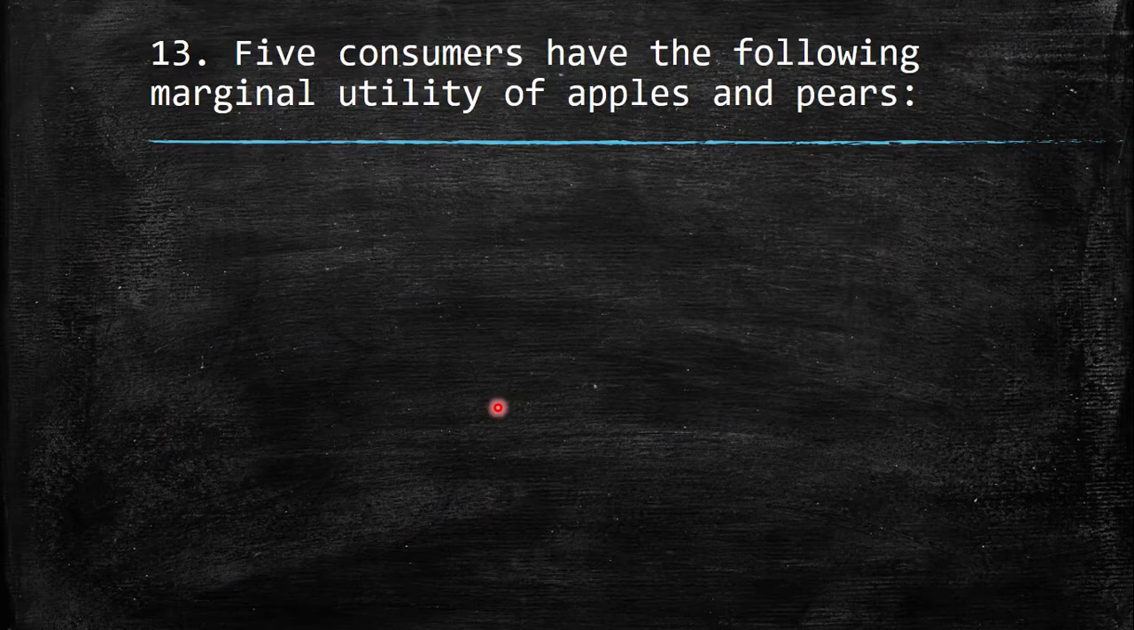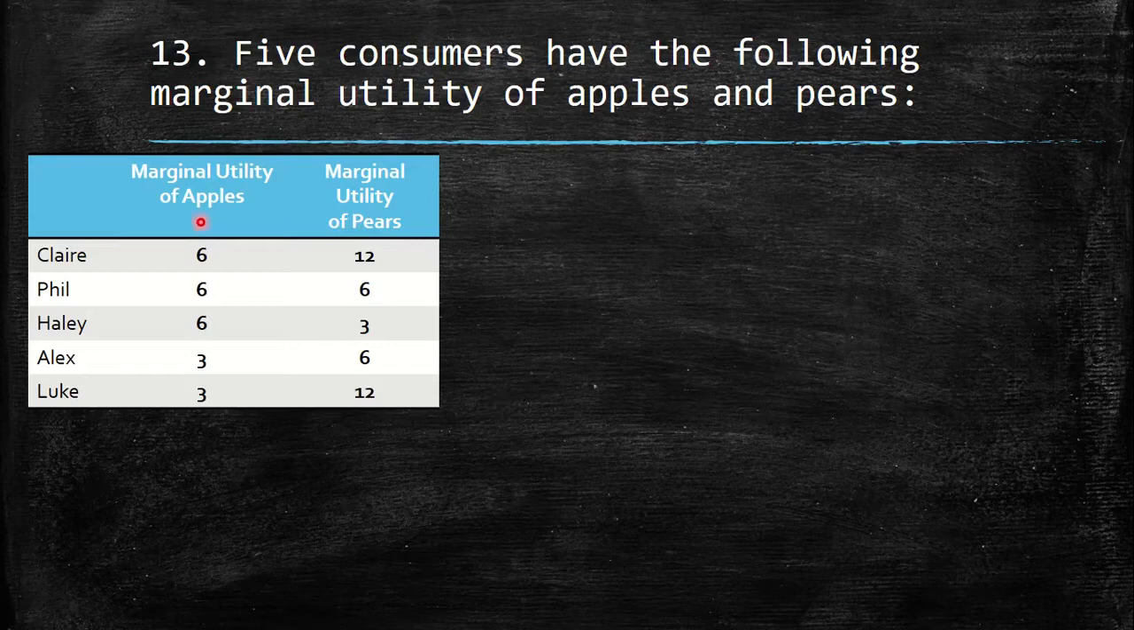13. Five consumers have the following marginal utility of apples and pears. So here we have the quantities and the marginal utility. Remember, what is the meaning of marginal utility? It is the utility provided when you consume one additional good. So for example, in this situation, you have the marginal utility at a certain point for apples and pears. You have it for these five people, and this is the situation. Naturally, the higher marginal utility for pears is for Luke and Claire, and the higher marginal utility of apples is for Claire, Phil and Holly.